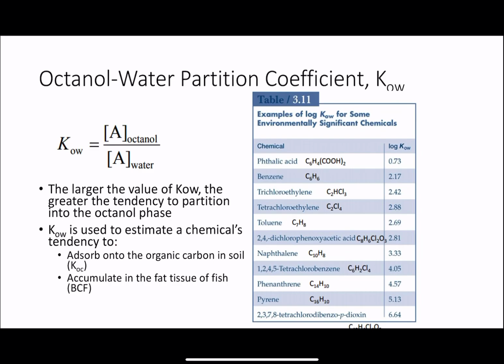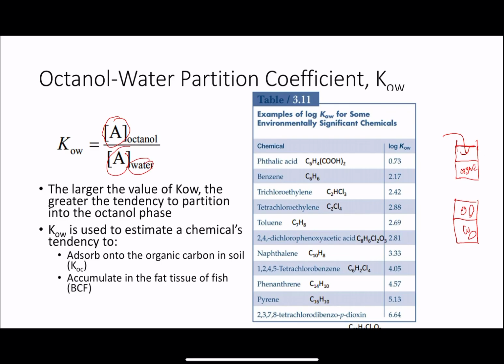KOW is the concentration of the compound, the organic, in the octanol, divided by the concentration of the organic compound in the water. It's like a tube like this. You'll have water, you'll add octanol, and then you close the flask and shake it, and of course there is organic inside the water. Later on, once you shake it, you can see that you will have octanol at the top with a lower density and water at the bottom. So you can see how much organic here divided by how much organic here, and that is KOW.